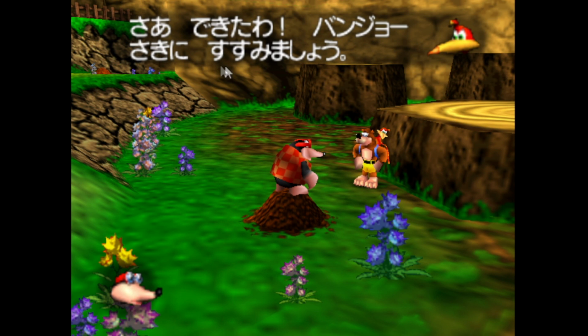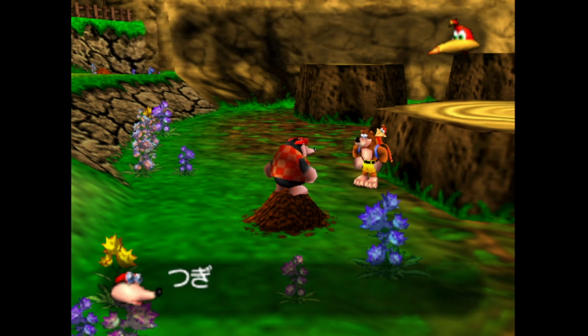Banjo saki ni susumimasho. Okay, so I think she's just talking to Banjo there. Banjo. And then saki ni means like beyond this point or straight ahead, or beyond something or someone else. And then she's saying susumimasho, and susumu is to proceed. And she's kind of going for like a polite volitional form, so it's a bit like let's proceed ahead, Banjo. Susumimasho, yeah. So she's kind of just saying, let's go ahead.